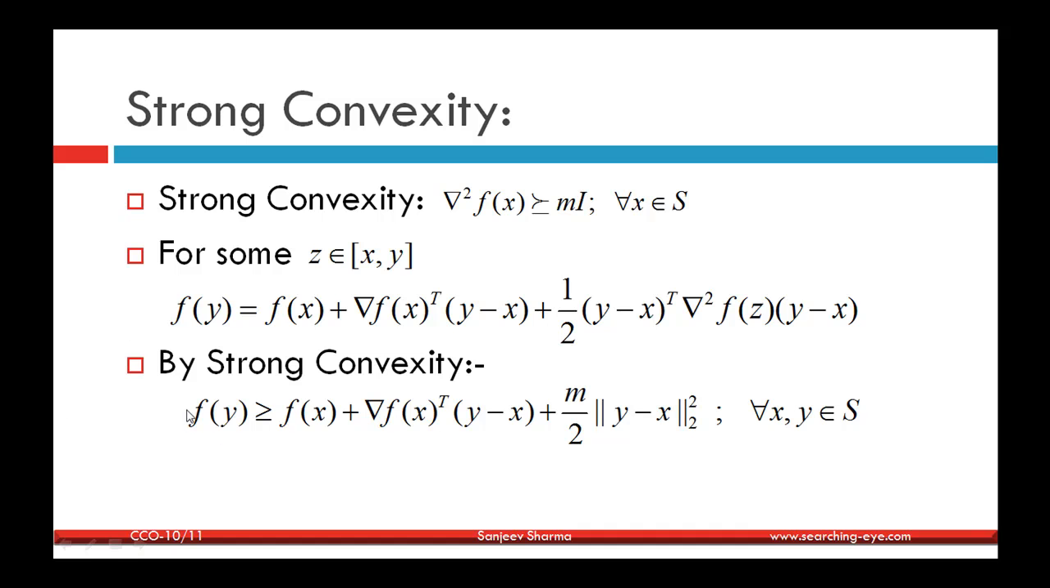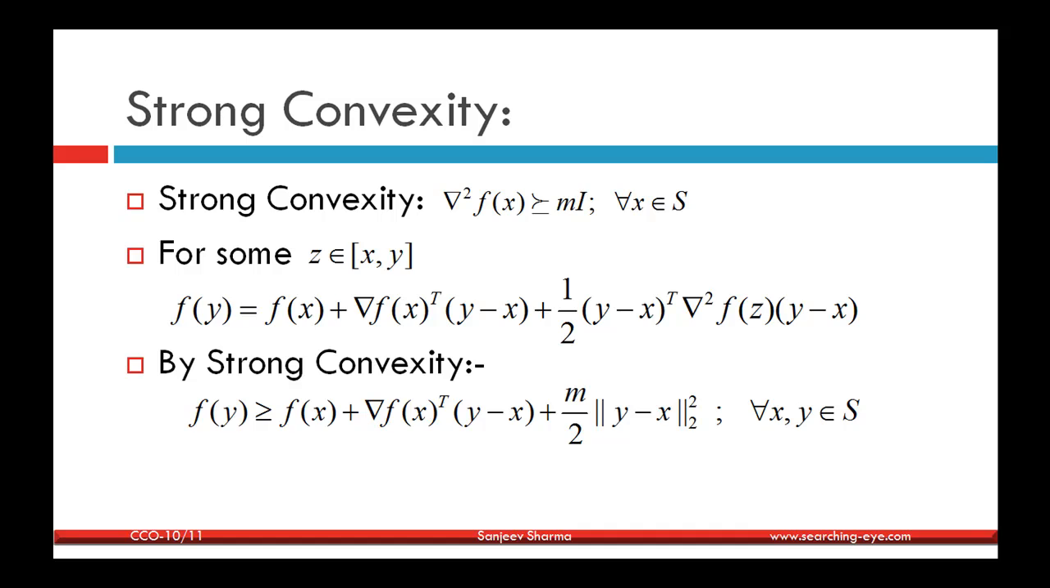So by strong convexity, we get this equation, and by replacing del square f z with this, we get this inequality, and if we put m equal to 0, then we get the basic convexity condition, which states that for any function f to be convex, f of y should be greater than or equal to f of x plus del f x transpose y minus x for all y, x belonging to the domain of the function. So with this slide, we have covered the most basic theory needed to derive the stopping criterion for the algorithm.